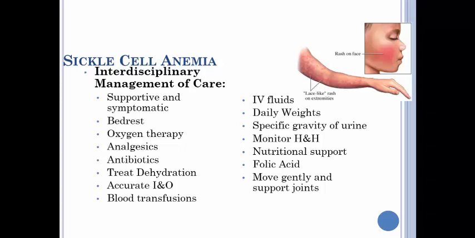So you want the interdisciplinary management of care to include supportive and symptomatic treatment, bed rest, trying to decrease oxygen usage, oxygen therapy, and analgesics for the pain. Normally we're using morphine for that. Antibiotics to treat any kind of infections. You want to treat the dehydration. You want accurate I&Os on these patients. Sometimes they require blood transfusions. They need IV fluids, daily weights, specific gravity of urine, and monitoring of the hemoglobin and hematocrit. They need nutritional support, increased folic acid, and to move joints gently and be supportive of them because, again, they're extremely painful.